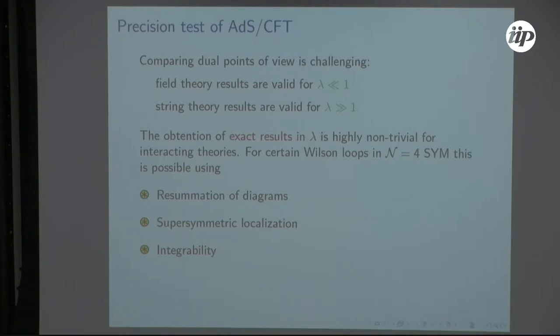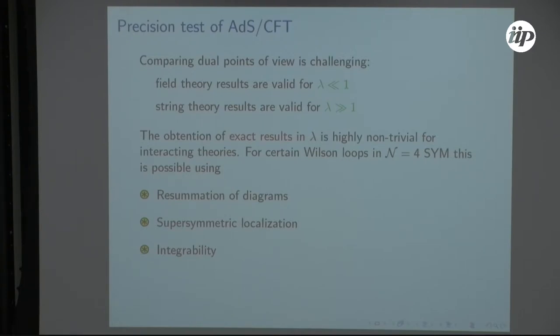But of course, you can focus on a particular aspect of your theory in which you can get exact results. This is the theoretical method I mentioned at the beginning, some possible tools. So in N=4 super Yang-Mills, you can get exact results for Wilson loops, either summing diagrams, using integrability, or supersymmetric localization. So those are different possibilities to get exact results.